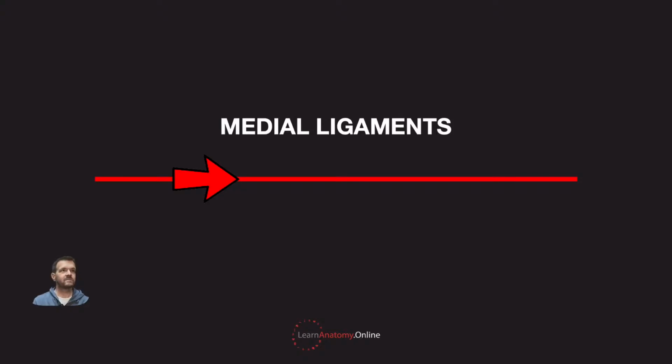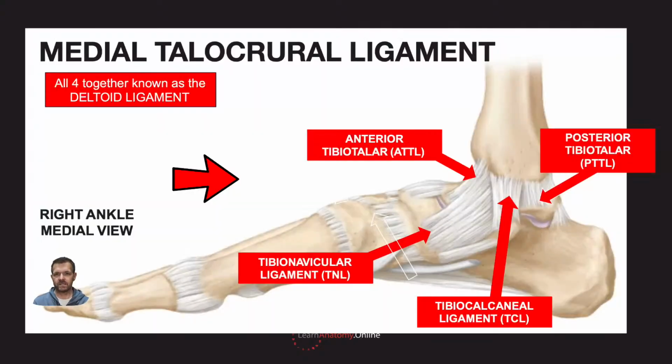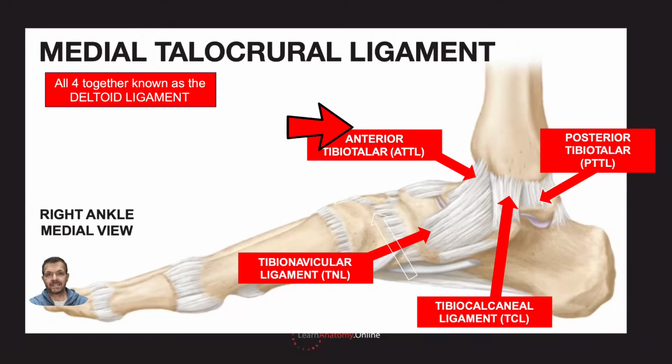Cool. Okay, where are we at? Perfect. Medial ligaments. Now, this is an interesting one. We've just seen a little snippet of the deltoid ligaments on the inside of the ankle, and you can see that it's not very clear like it is in this picture. So we've got 4 ligaments all together. Anterior tibiotalar this time, going from the tibia to the talus.